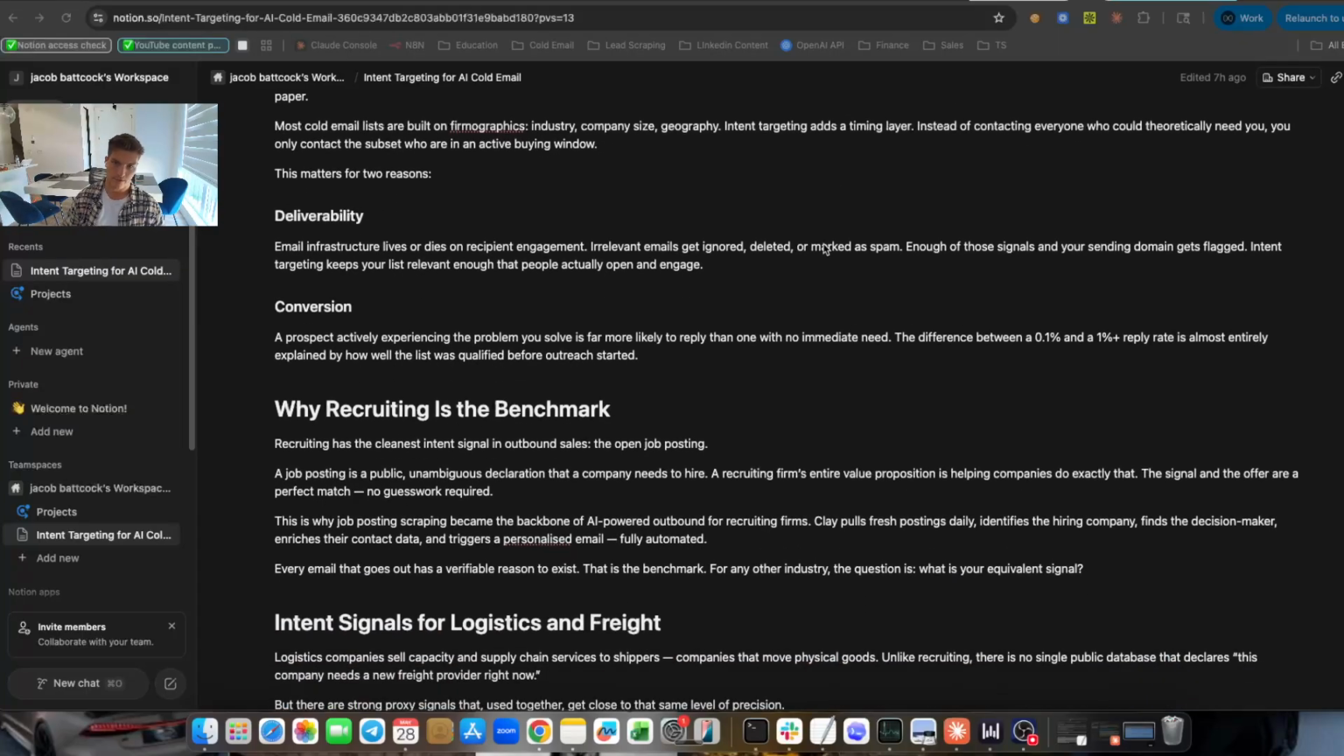The first reason this matters is deliverability. The reason a lot of cold emails fail isn't actually because of issues with spintax or issues with copy or issues with the offer. The majority of the reason actually comes from the fact that their email is just landing in the inbox of somebody where it's not relevant to them. Email infrastructure lives or dies based on recipient engagement. Irrelevant emails are going to get ignored, deleted, or marked as spam. Enough of those signals are what are going to end up ruining your sending reputation and eventually cause all of your emails to go to spam.